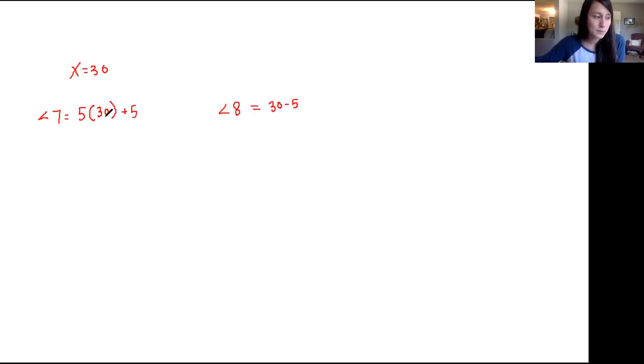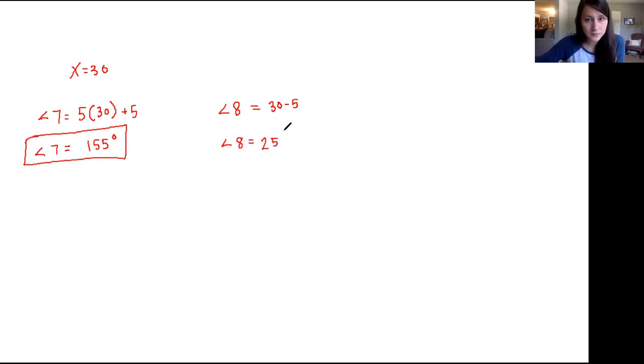So 5 times 30 plus 5, when I work all this out, equals 155, because 5 times 30 is 150. 150 plus 5 is 155 degrees. So put that little angle measure, and that one's done. So I'm going to circle my answer. And then angle 8 equals 25 degrees. Put my degree sign to show that's degrees, and that's my answer.